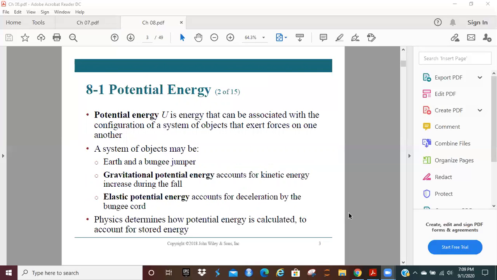All right, potential energy. So potential energy is going to be the energy that can be associated with the configuration of a system of objects that exert forces on one another. A system of objects may be Earth and the bungee jumper. Gravitational potential energy accounts for kinetic energy increase during the fall. Elastic potential energy accounts for the deceleration by the bungee cord, which will pull on you so you don't hit your head. Physics determines how potential energy is calculated to account for stored energy.